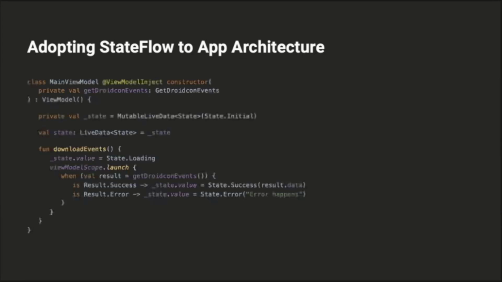Let's say we have a main view model class, which uses Hilt as dependency injection, and this class has one use case, get DroidCon events, which returns a list of string. And then we have a private mutable LiveData with state.initial assigned as the initial value. And there is also a visible or public state and a download event method. If we want to migrate to StateFlow, all we need to do is to change this one to this.